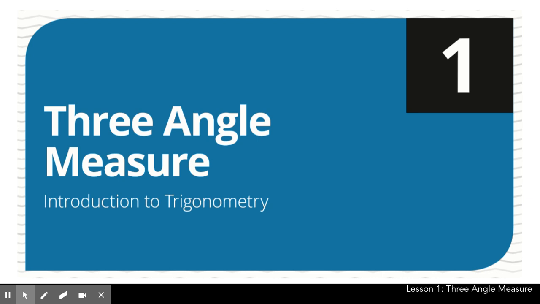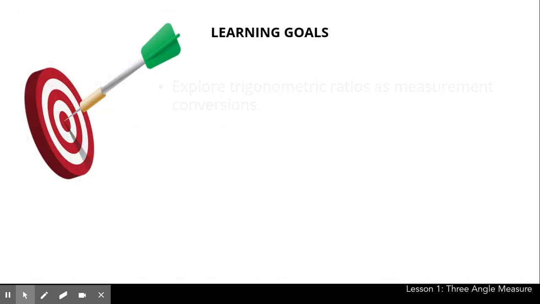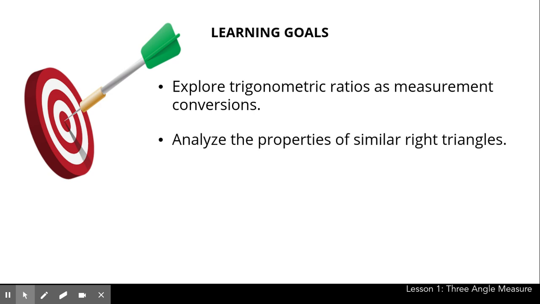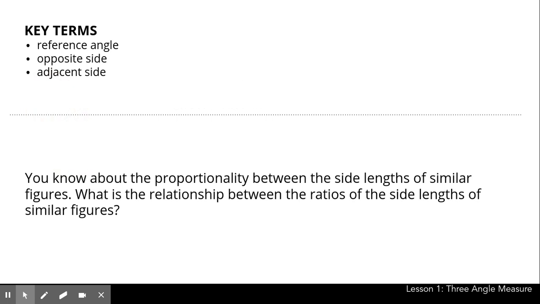Today's lesson is 2.2.1, three-angle measure, and it's an introduction to trigonometry. So our learning goals today are going to be exploring trig ratios as measurement conversions and analyzing the properties of similar right triangles. So we're not going to really get into trig completely. We're still kind of brushing the surface, and some of the stuff that we talk about today will be things that you've already seen before.